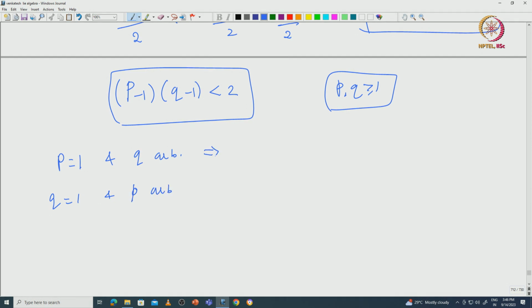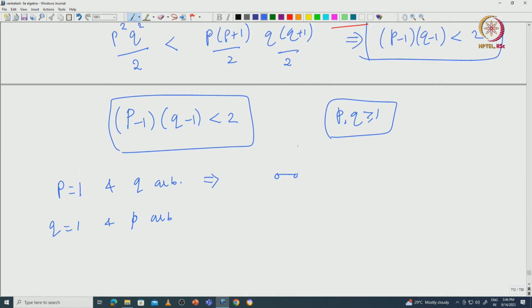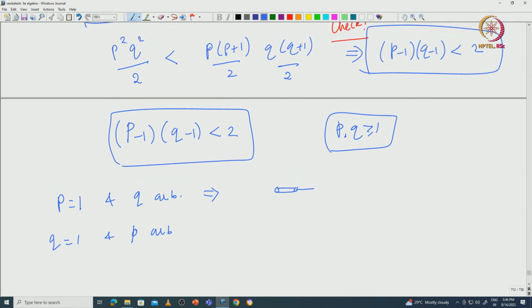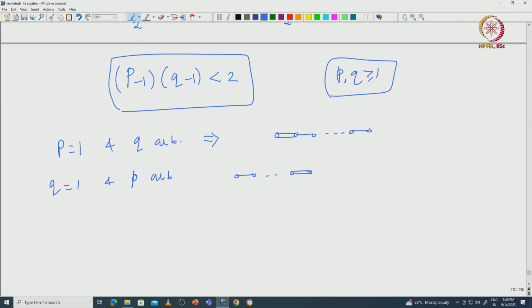But what you get in this case, if p is 1, then you get something like this, double H and then just this, and if q is 1, you get something like this, and both are isomorphic. Okay. Basically, you can see that they are just isomorphic.